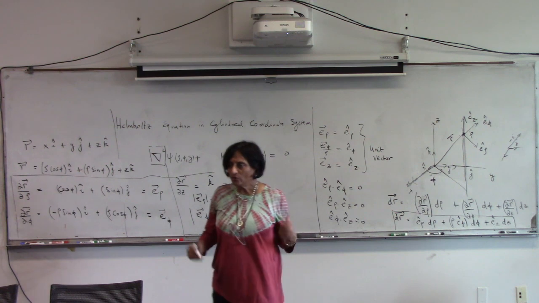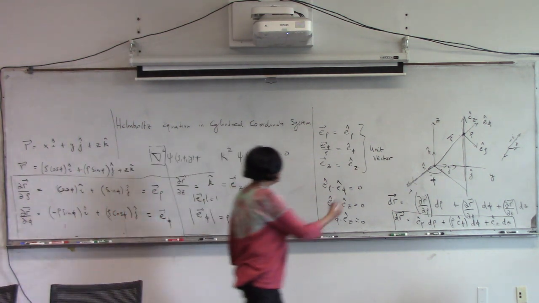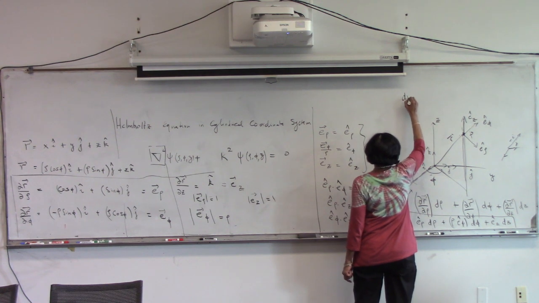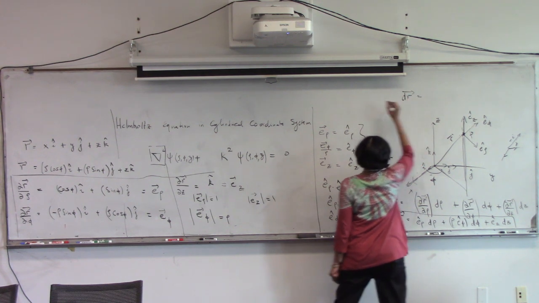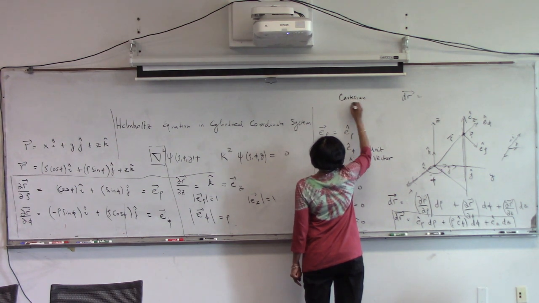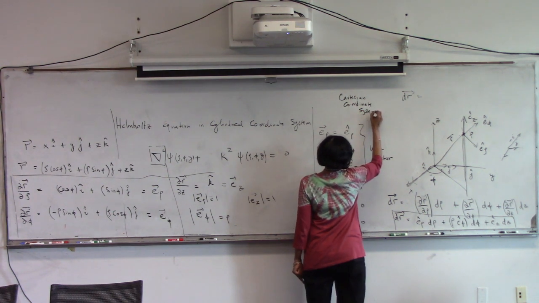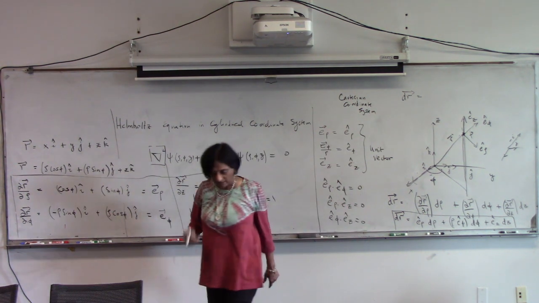How would I have written this in the Cartesian coordinate system, the dr vector? What's the difference I want to point out? If I am in the Cartesian coordinate system, what is the analog of that?